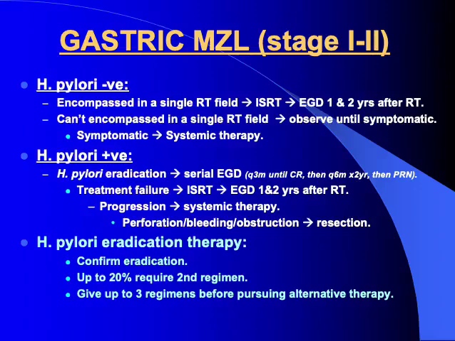Up to 20% of patients with gastric marginal zone lymphoma treated with H. pylori eradication may require a second regimen. And we should give up to 3 regimens before pursuing alternative therapy. Then we don't jump to chemotherapy immediately. So we don't call it refractory until we try 3 different regimens for H. pylori.